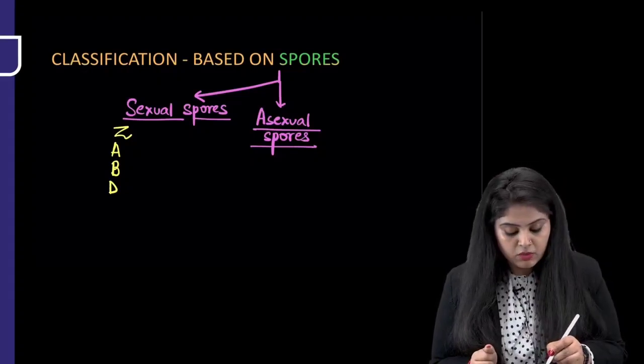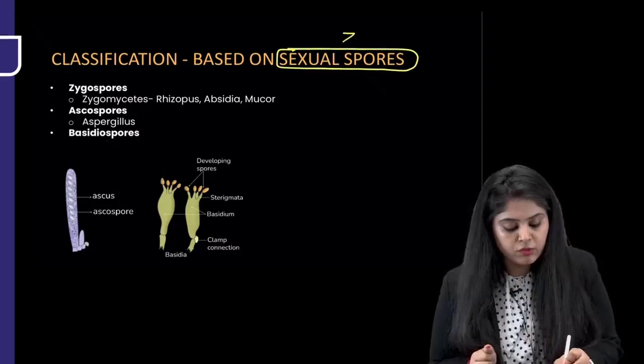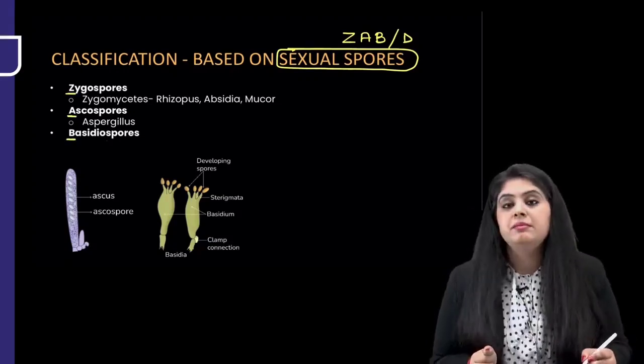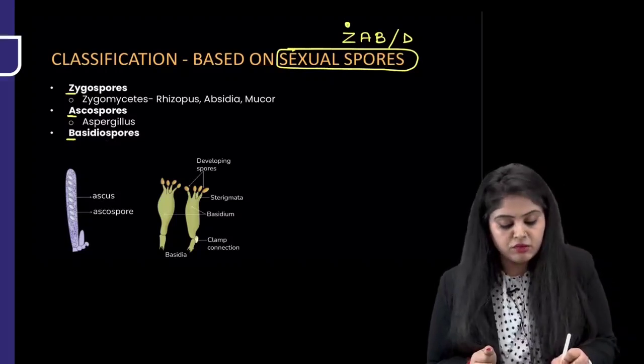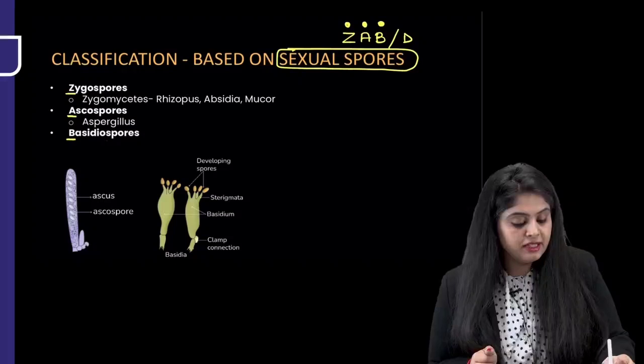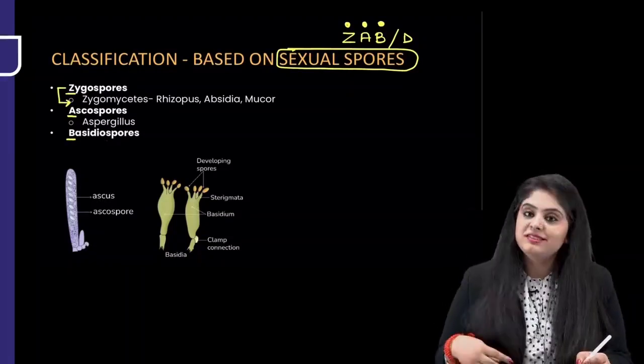Remember, when I'm talking about the sexual spores, as I just now told you, sexual spores are going to be ZABD. So what is ZABD, and especially ZAB? It means we are talking about zygospores, ascospores, and basidiospores. Firstly, no points for guessing that zygospores are seen in which family? They are seen in the zygomycetes family.